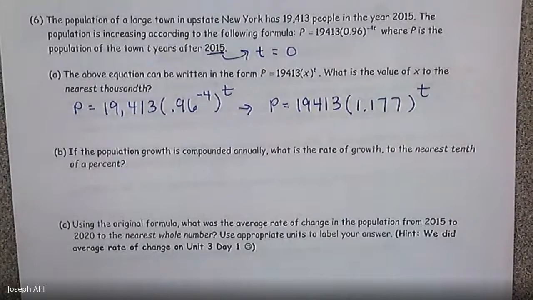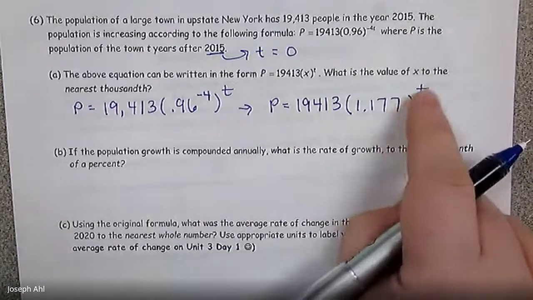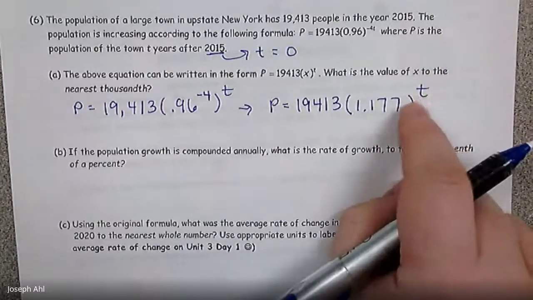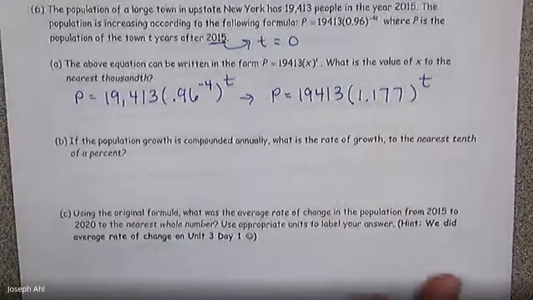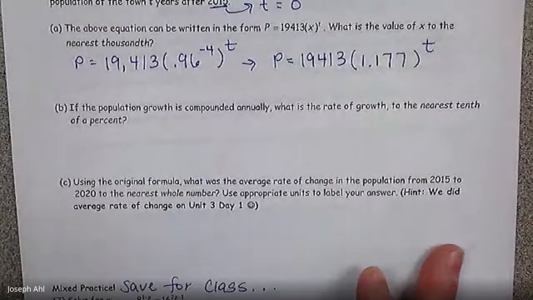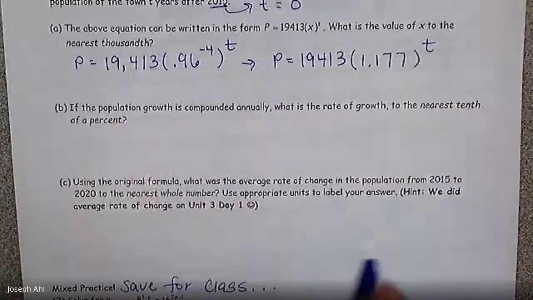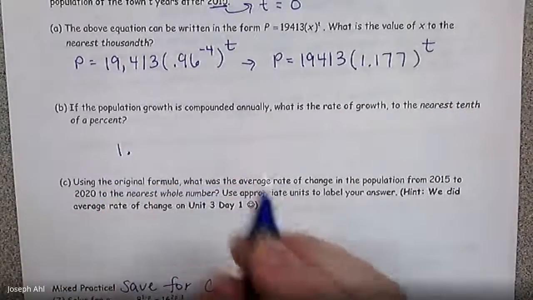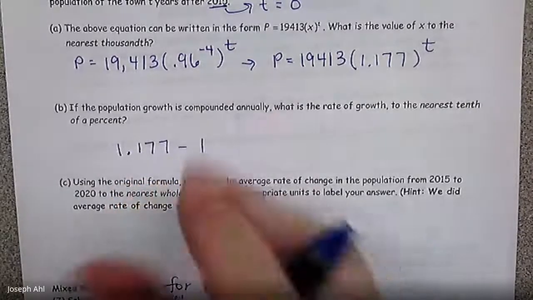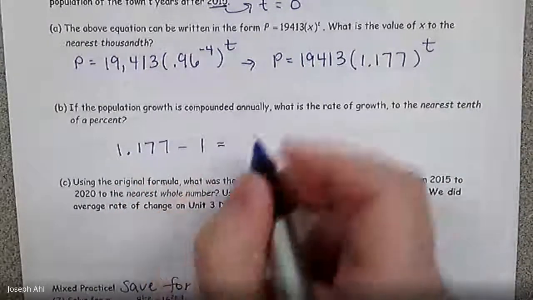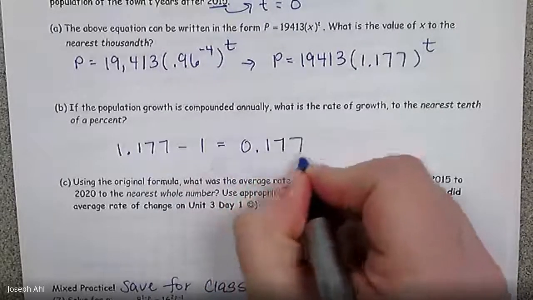And then this one says, if the population growth is compounded annually, what is the rate of growth? So this formula right now, if t is the time in years, this is going to be representative as I plug in t, an annual growth rate. All right, and we want to go to the nearest tenth of a percent. So if you take that number on the inside, 1.177, and subtract 1 out of it, just like we were doing on the front page, you're left with 0.177.